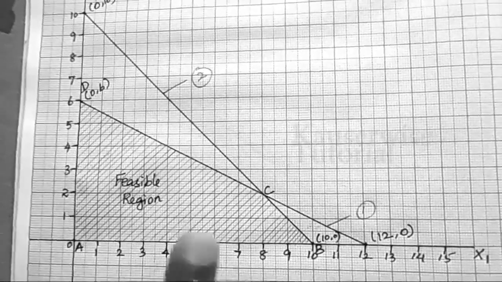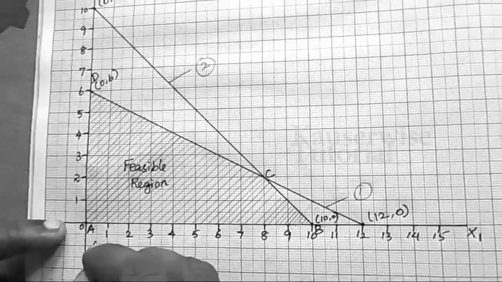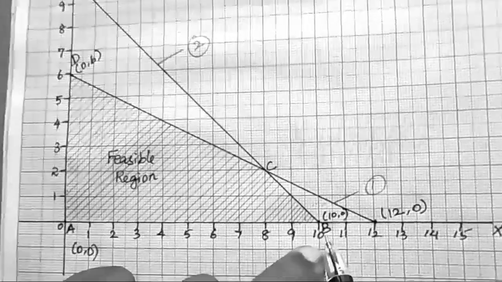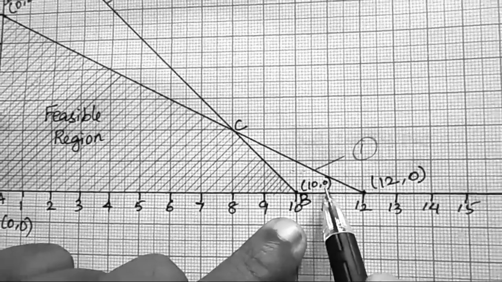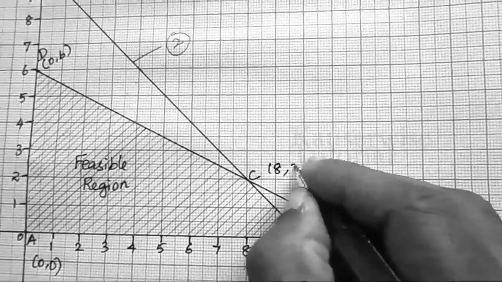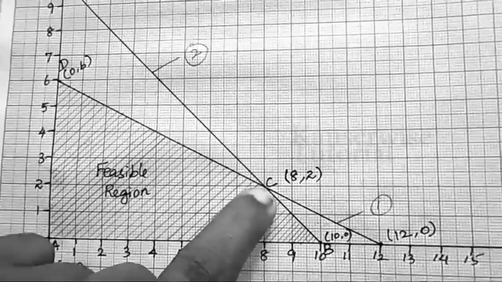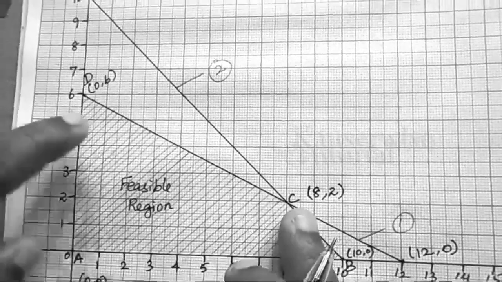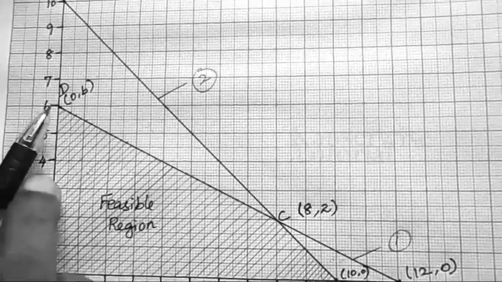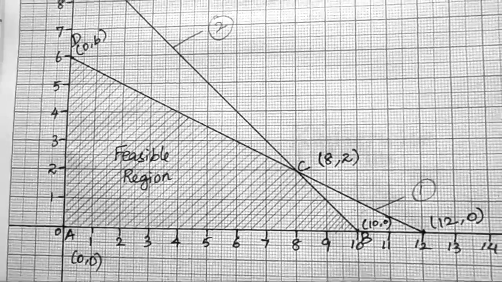After finding the 4 points, you have to find the values. What is the value for A? 0 and 0. x1 is 0, x2 is 0. What about B? B value is x1 10, x2 0. Look at the C point. x1 8, x2 2. Just see 8 and 2. The same way D. D value is already there: 0, 6. That is x1 is 0, x2 is 6. So we have got 4 values for 4 corners, after finding the feasible region.